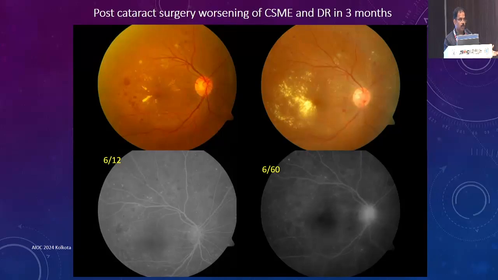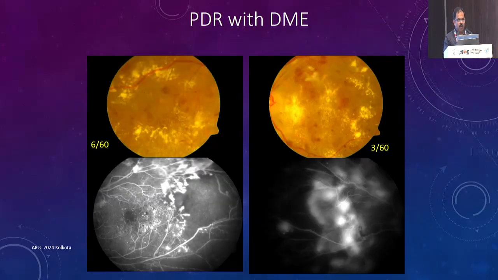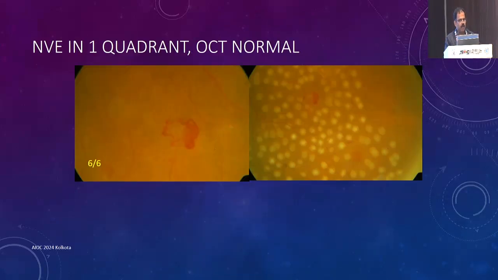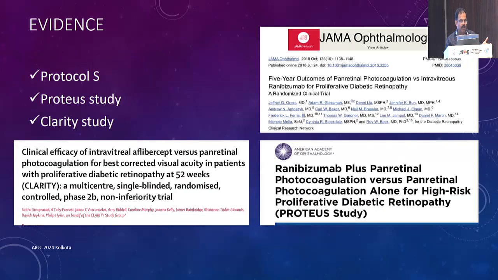After 3 months there was a worsening, and sometimes there can be proliferative diabetic retinopathy along with diabetic macular edema, and some large fronds which are flat but not so elevated, in which a laser may precipitate bleeding.